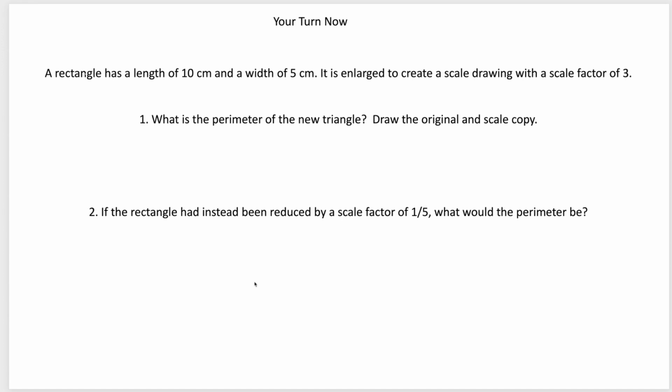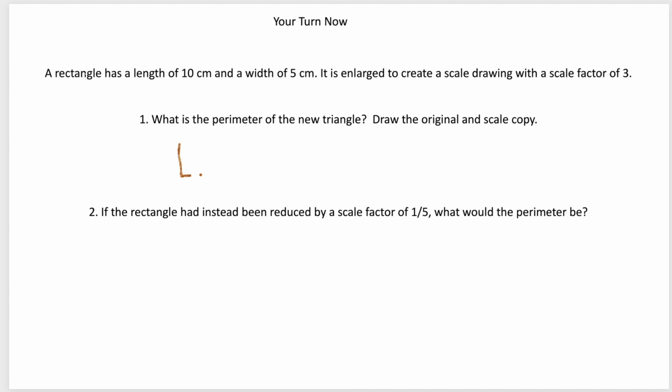All right, welcome back. Let's see how you did with these practice problems. The question was a rectangle has a length of 10 centimeters and a width of 5 centimeters. It is enlarged to create a scale drawing with a scale factor of 3. So the shape's getting larger, right? What is the perimeter of the new triangle? Draw the original and the scale copy. So again, we know that we have a rectangle and the length is 10 and the width is 5. So let's draw that.